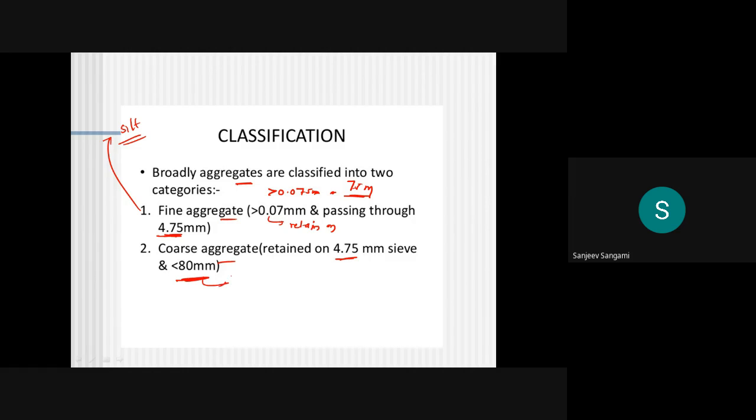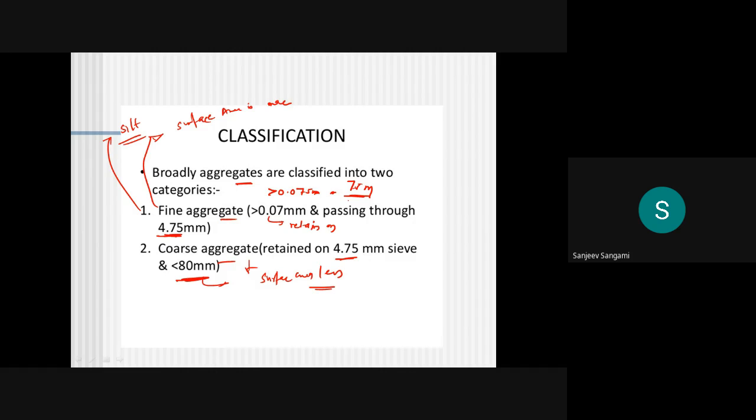Again here also you have different gradations. One very important thing you always have to remember is that fine aggregate always has more surface area, and coarse aggregate has less surface area. I have extensively discussed this: as the size of the particle decreases, the area will increase.